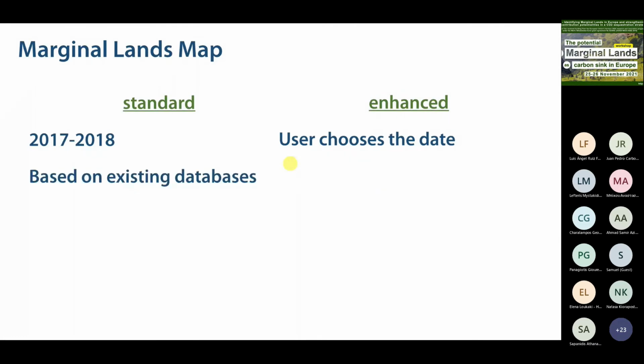The standard one is calculated based on the existing databases, and that's why we also call it static. It was calculated once, and you can use our result. And the enhanced version is calculated on the satellite images, which are the Sentinel-1 and Sentinel-2 satellites from the European Copernicus program.